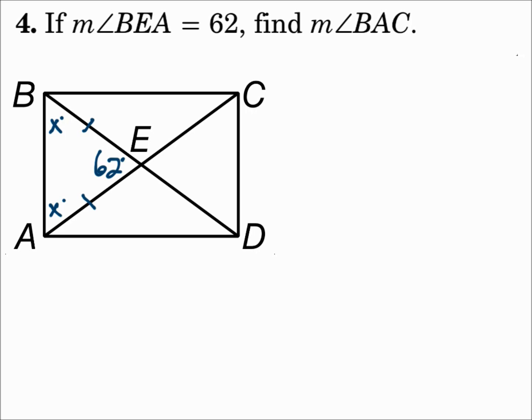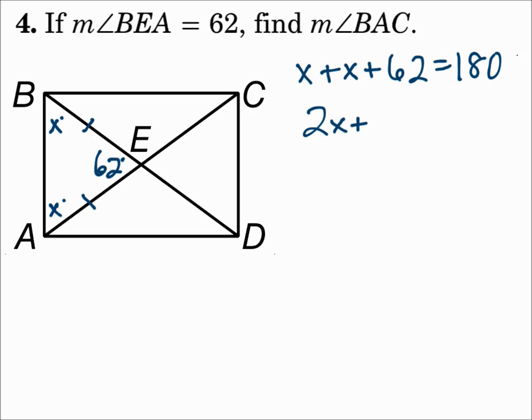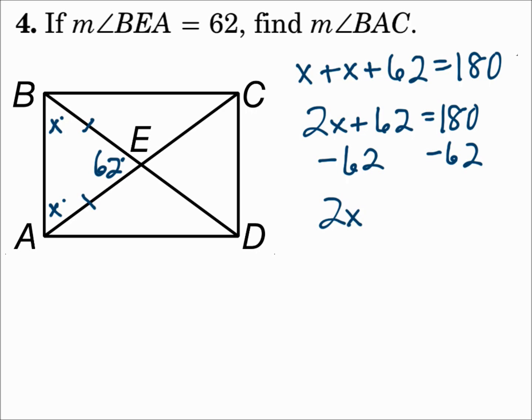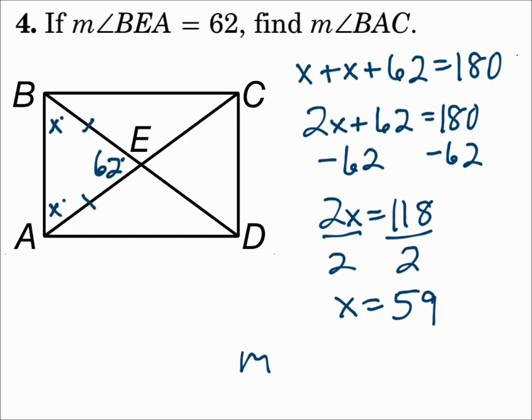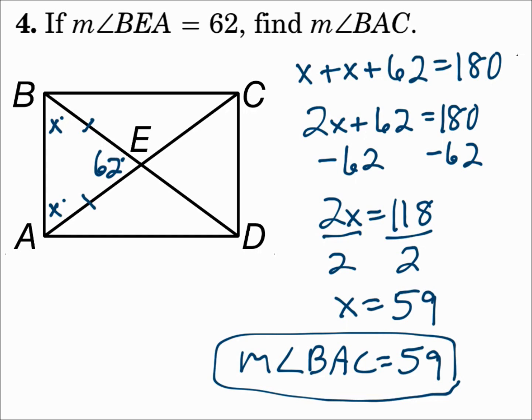And now I have the 3 angles of a triangle, and I know they all add up to 180, so that will be my equation. I'll solve for x, and that will give me the measure of angle BAC. 2x plus 62 is 180 when you combine like terms. Subtract 62 from each side. And divide both sides by 2. So we get 59, so the measure of angle BAC is 59.